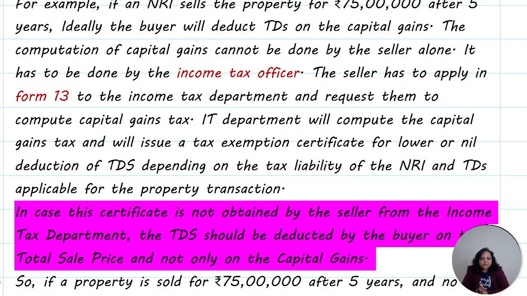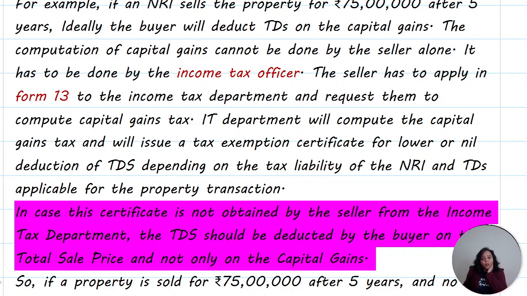Now, for example, say an NRI is selling the property for 75 lakh rupees after holding it for 5 years. So, the rate which will be attracted is for the tax bracket 50 lakhs to 1 crore. And since it is being held for more than 2 years, it will attract long-term capital gains tax. Correct?